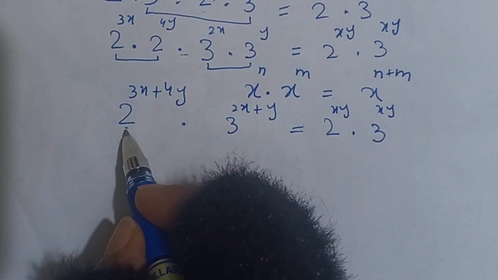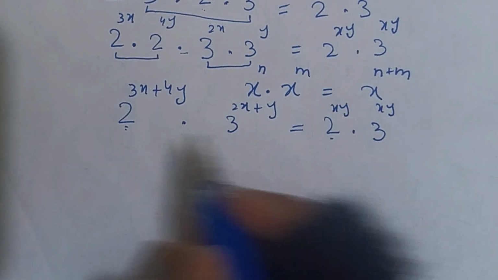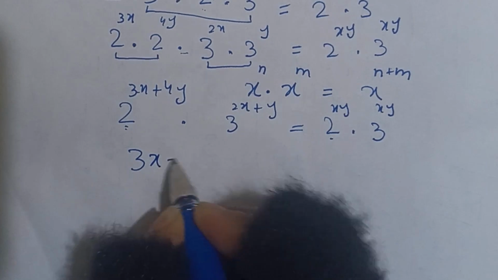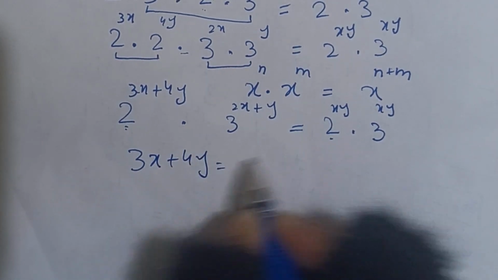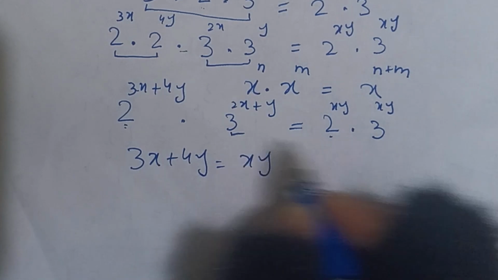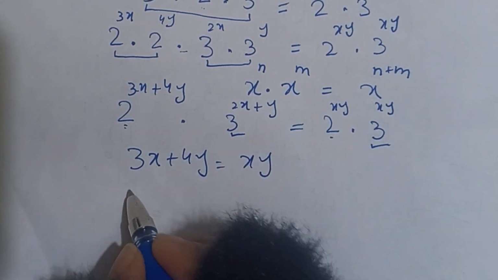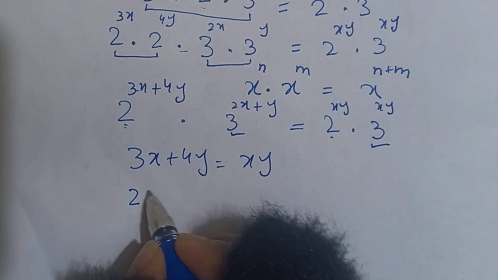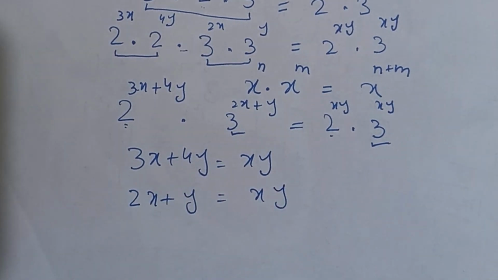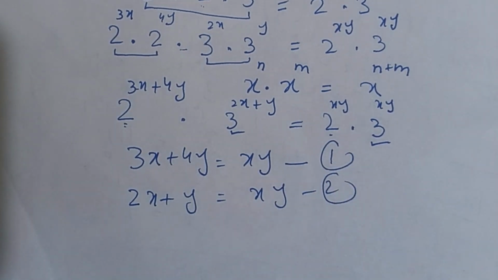Now look at this, the left hand side is equal to the right hand side. This is a 2 and on the right hand side also 2, so we can equate their powers. So we can write 3x plus 4y is equal to the product xy. And this is a 3 and the right hand side is also 3, so we compare their powers. We can write 2x plus y is equal to the product xy. This is equation number 1 and this is equation number 2.